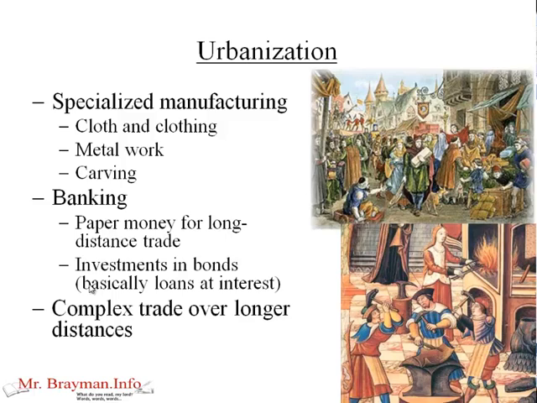Right? And some of the things that come out of that urbanization are more specialized manufacturing, especially cloth and clothing, including dyeing and weaving and other things that you do with cloth, metalwork, improved carving and carpentry, because now there are people who don't have to produce food, and so they can go into the cities and begin to develop these crafts.